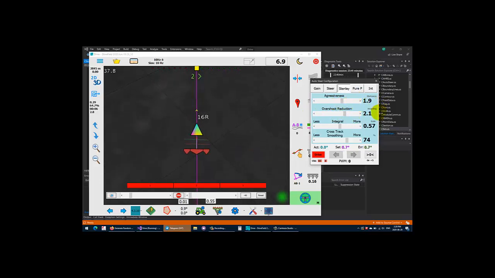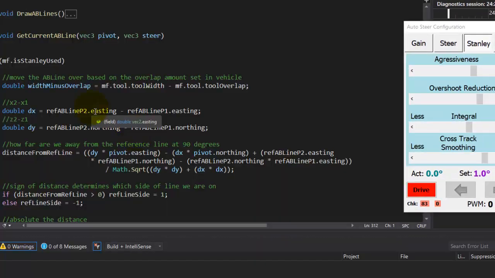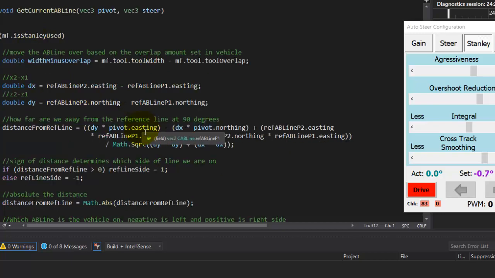I've changed this so you can do much more heading and distance gain. So now when we take off auto steer and put it on, you can see it comes right to that line. Doesn't overshoot, that sort of thing. So that's what these two do. Now in the code here, we're using Stanley.